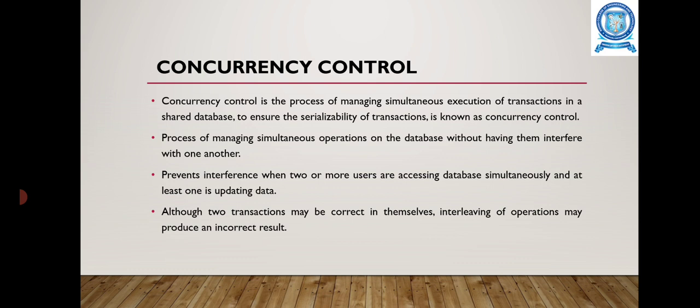Concurrency control is a process of managing simultaneous execution of transactions in a shared database, to ensure the serializability of transactions. It is the process of managing simultaneous operations on the database without having them interfere with one another. It prevents interference when two or more users access the database simultaneously and at least one is updating data. Although two transactions may be correct in themselves, interleaving of operations may produce an incorrect result.